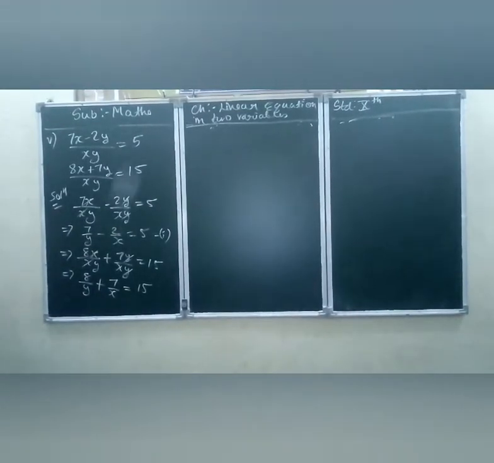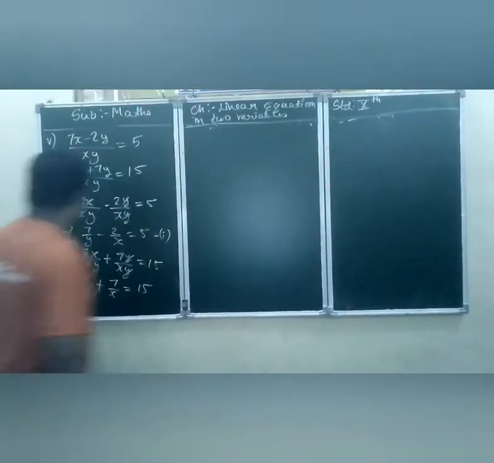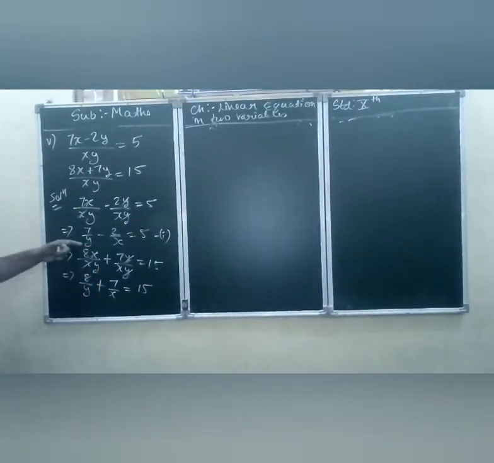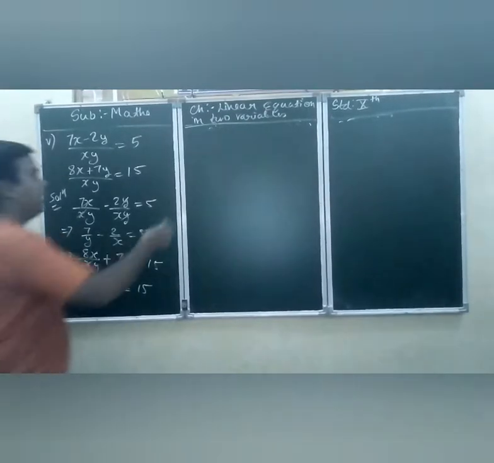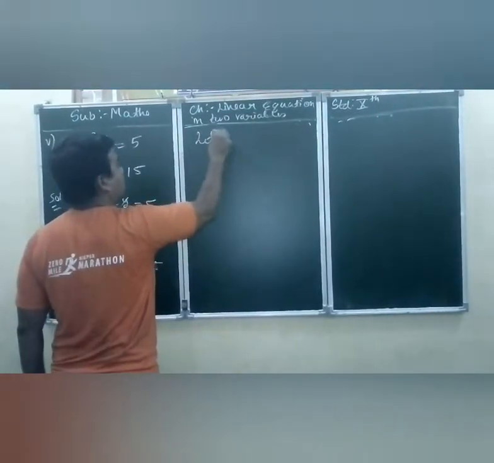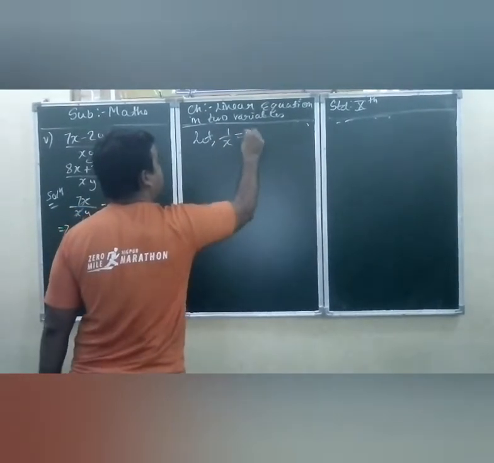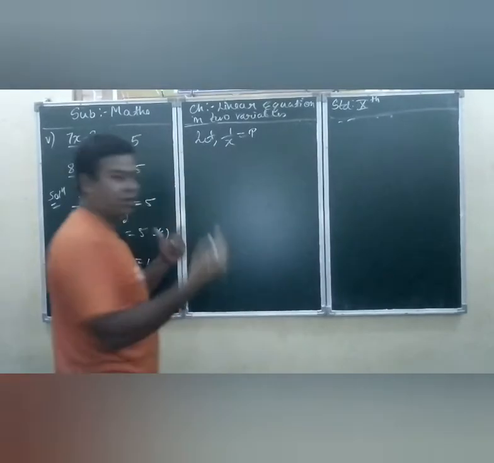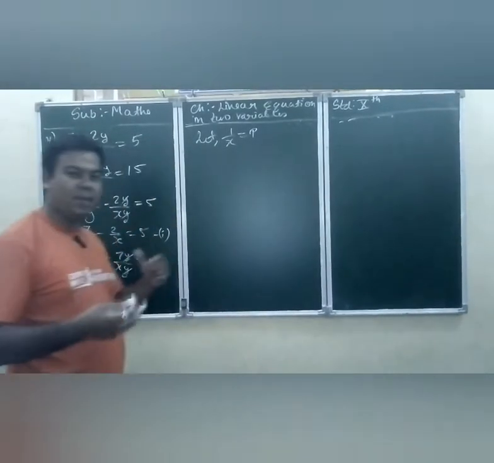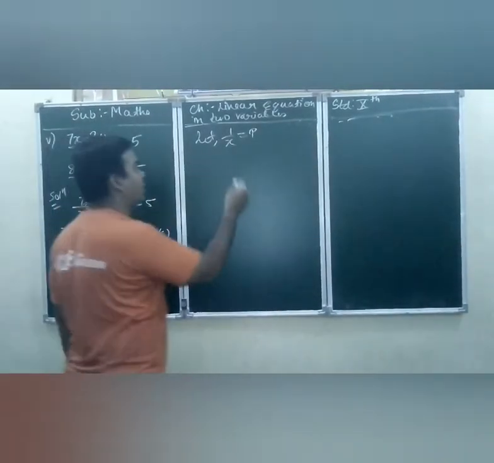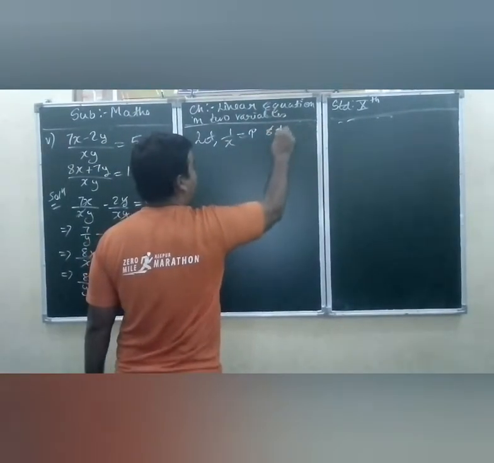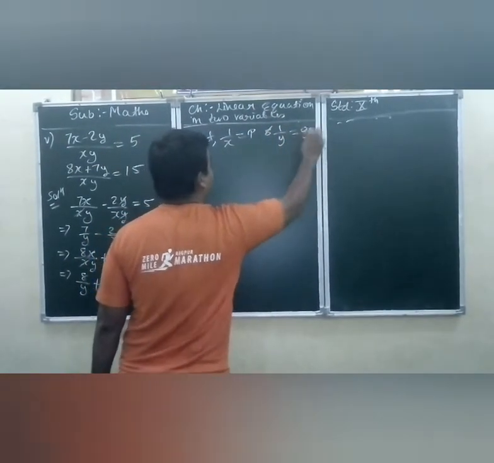So now see the form of the equation: 7 by y minus 2 by x. This is 1 by x and 1 by y. So let 1 by x be p. Now take the variable. Same as a and b, there may be confusion. So 1 by x equal to p and 1 by y equal to q.